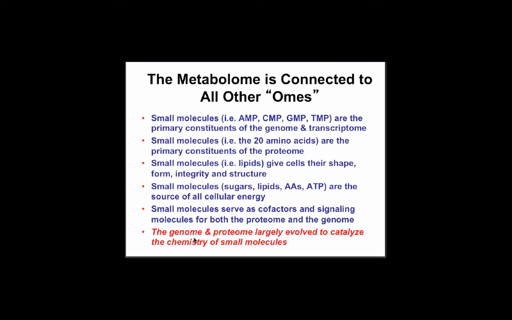And I think there's a growing view, although a little reluctant by many, to actually say that the genome and proteome largely evolved to catalyze chemistry. It wasn't the other way around. So the chemistry was happening, it just needed to happen faster. And so that's how the first enzymes, RNA world, protein started appearing.